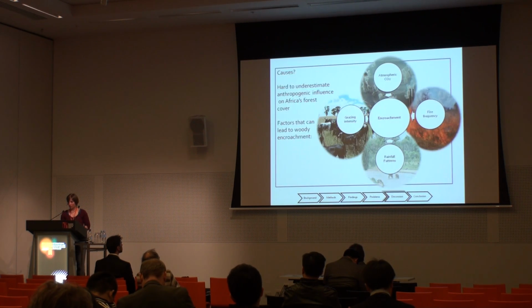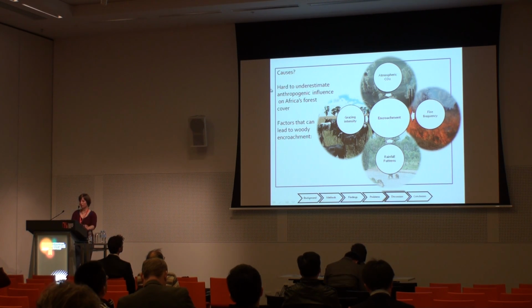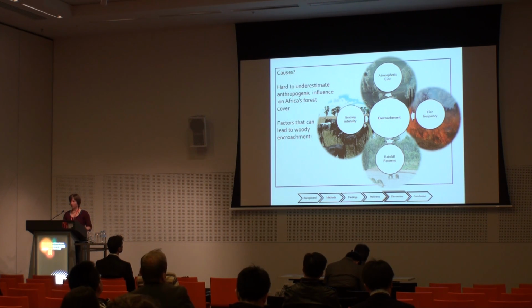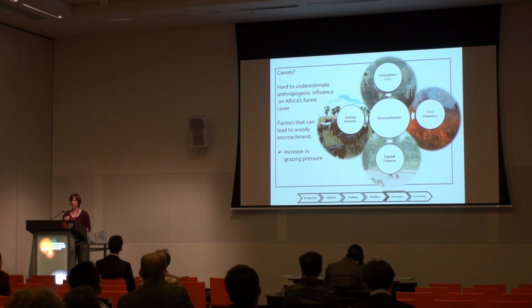So, just quickly, what could be the causes? The general opinion is that it's hard to underestimate the anthropogenic influence on Africa's forest cover. And there's a variety of factors that can lead to woody encroachment. One example is increase in grazing pressure, because it reduces grass fuel loads. So there will be less frequent fires, and trees don't cope as well with fires as grasses. So the sapling mortality reduces if there are fewer fires.